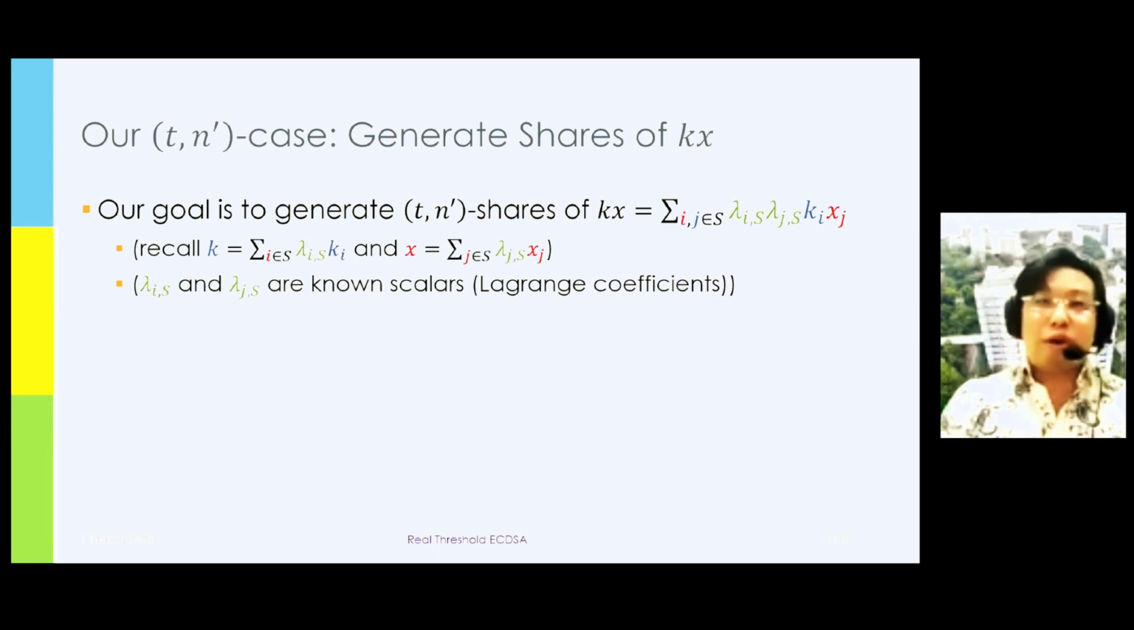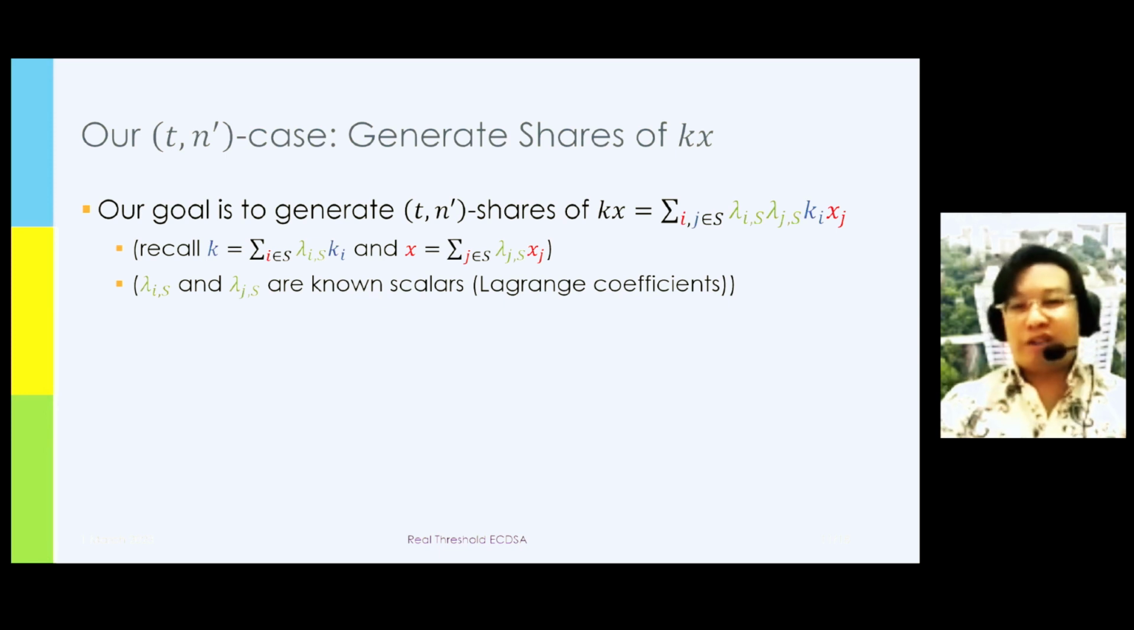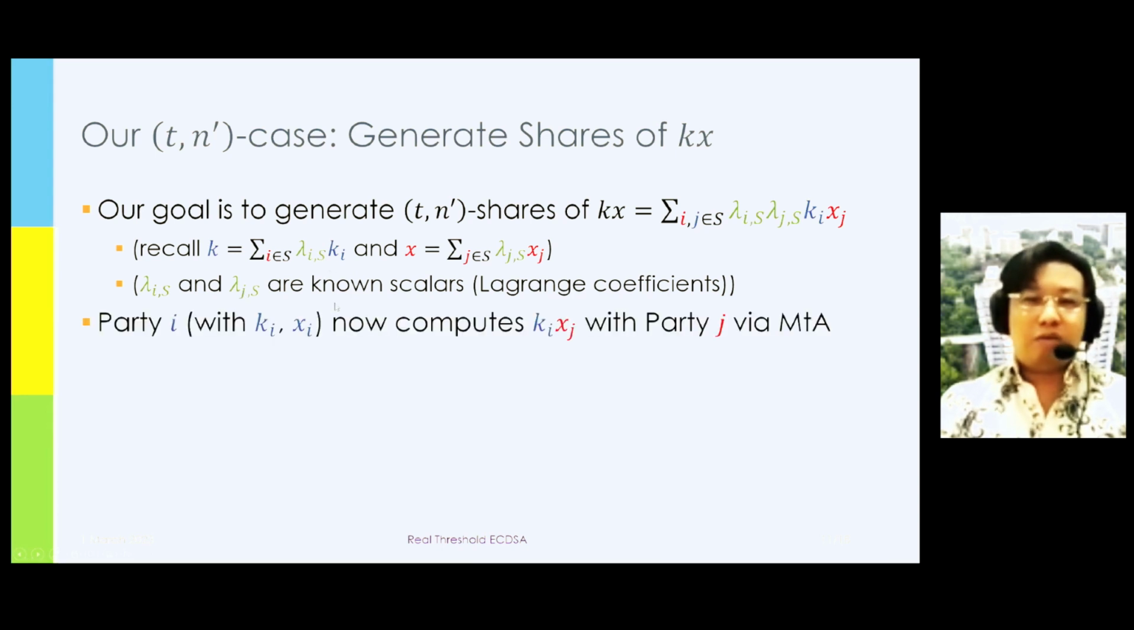Now let's talk about the more interesting case. Our goal is still the same, but we need to first generate a whole t-of-n share of KS. And now you can see the Lagrange coefficient comes into play. So that is a quick recall of the notation here. We assume we do the same or similar things. So party i with Ki and Si now computes Ki times Sj with party j via the MTA protocol.